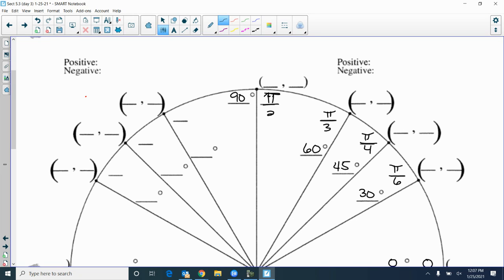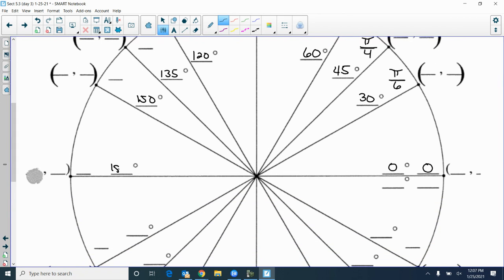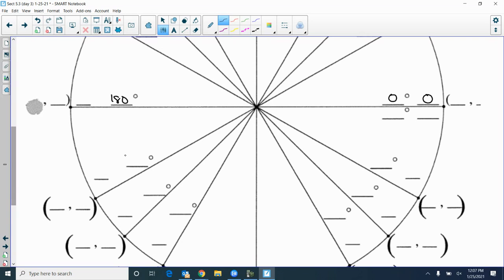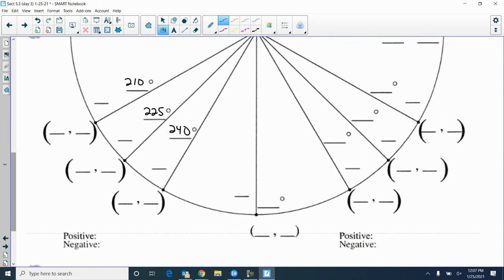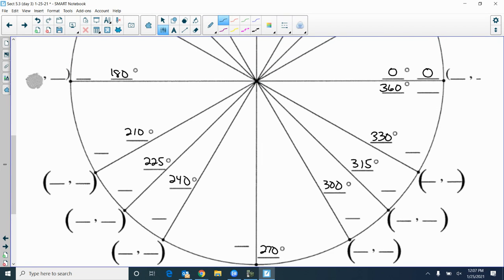And now remember, as you go on here, I'll fill out the angles. You got 120 degrees, 135 degrees, 150 degrees, 180 degrees, 210, 225, 240, 270, 300, 315, 330, and when we get all the way back to 0, we can also put in its coterminal angle 360.